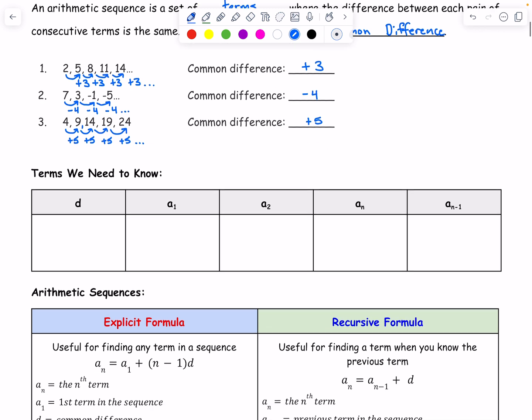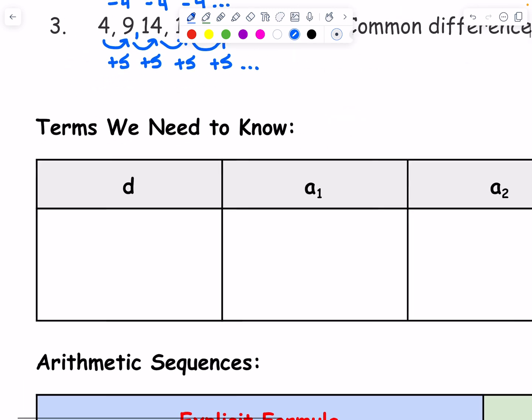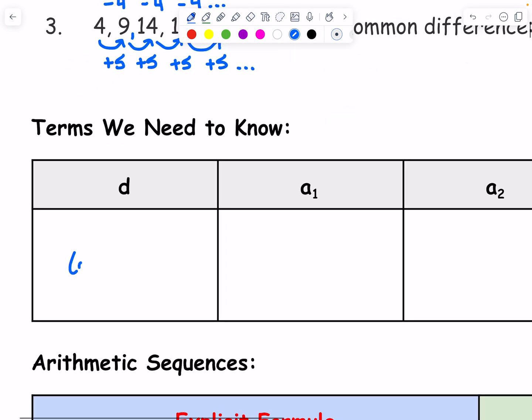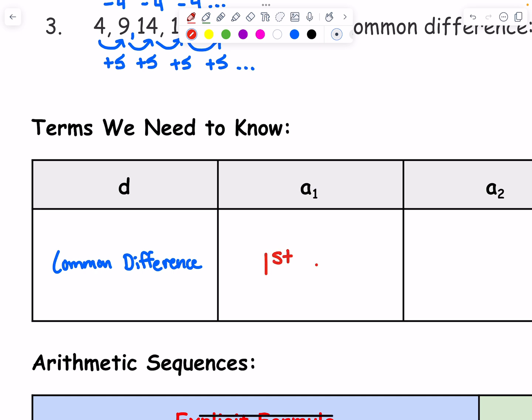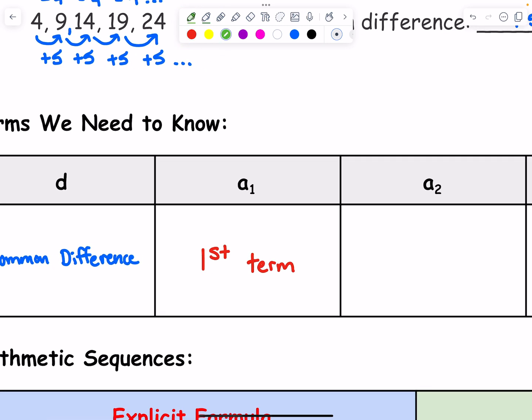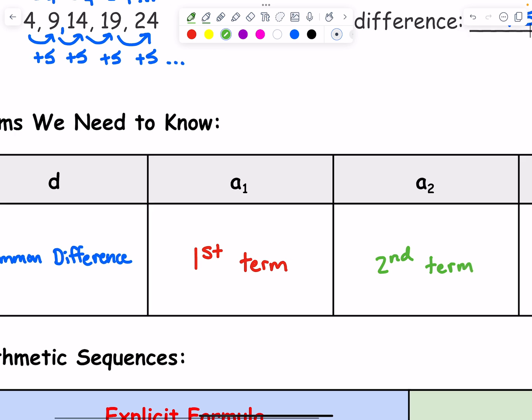Let's write down a few more terms that we need to know what they mean. D is the common difference. A sub 1 we know as the first term in a sequence. That's how we name it, A sub 1, which indicates the first term. So A sub 2 would be the second term in the sequence.